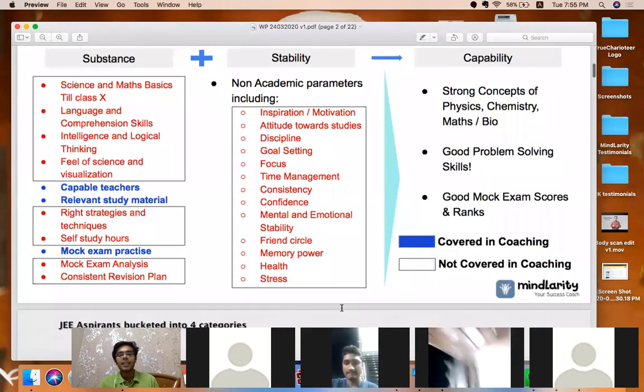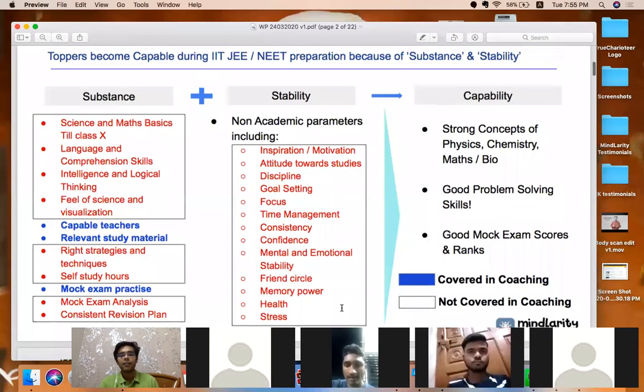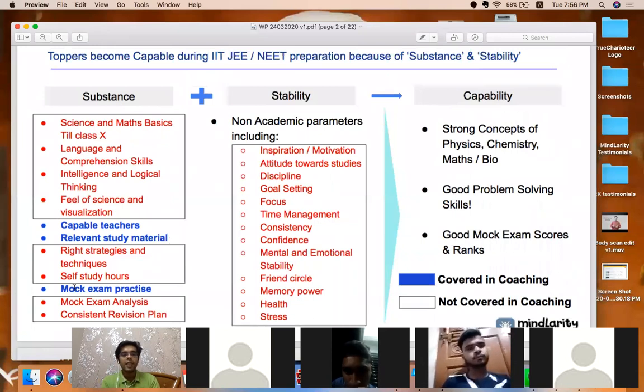So just keep noting these parameters. So now the reality behind these parameters is that if you join any coaching in your JEE preparation, only these three parameters marked in blue are taken care of. So these parameters are capable teachers, study material and mock exam practice. So जब आप कोई कोचिंग ज्वाइन करेंगे, आपको सिर्फ इन तीन चीजों पे हेल्प मिलेगा कोचिंग में. इसके अलावा all other parameters mentioned in red in this box, you have to take care by yourself.